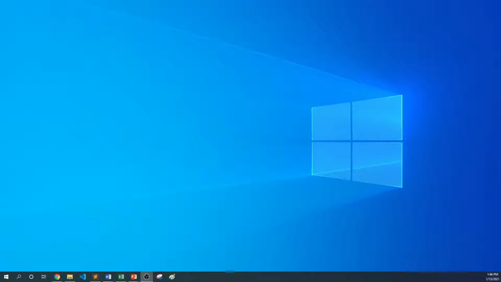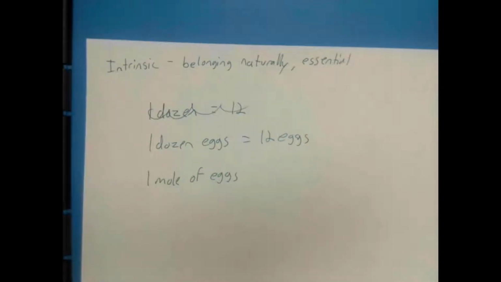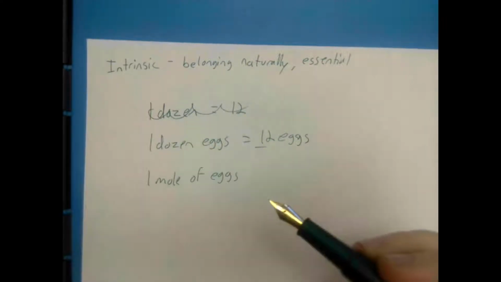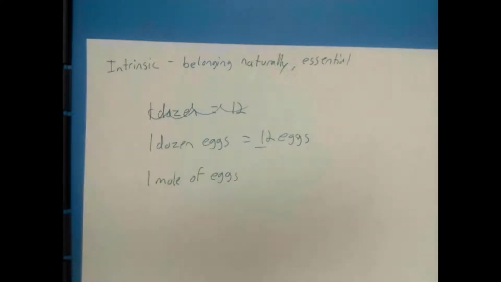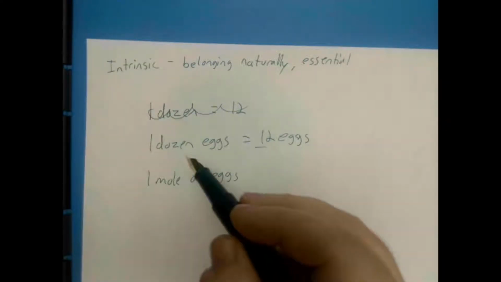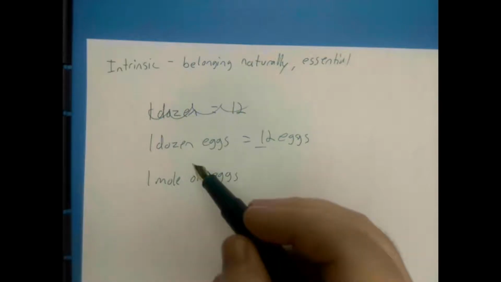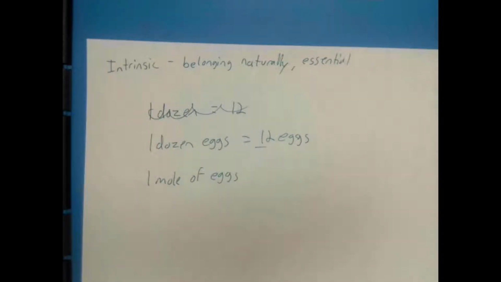Does anyone know what a counting number is? It's like a natural number. 1, 2, 3, 4. A dozen, or I should say, is a counting unit. So a dozen. So if you have 1 dozen eggs, you have 12 eggs. A dozen is a counting unit. It's not a real unit. It just counts how many objects you have. So you have a dozen of eggs. You don't really say that in proper English, but you do with mole. If you have 1 dozen eggs, you have 12 eggs.